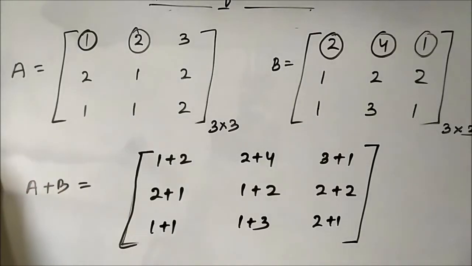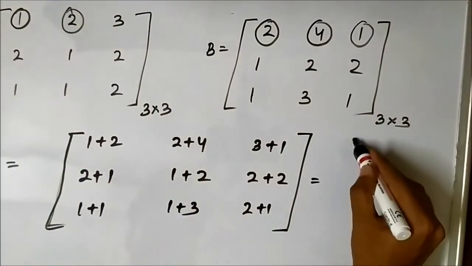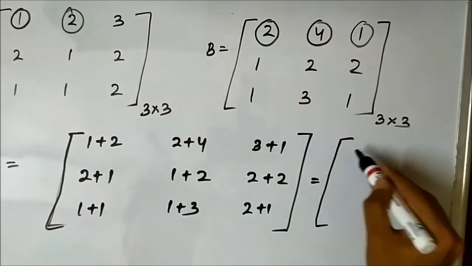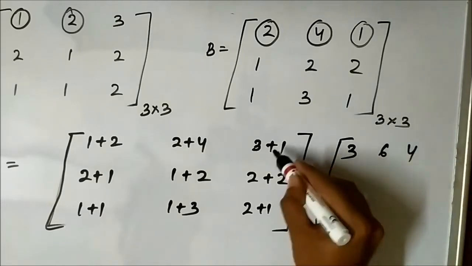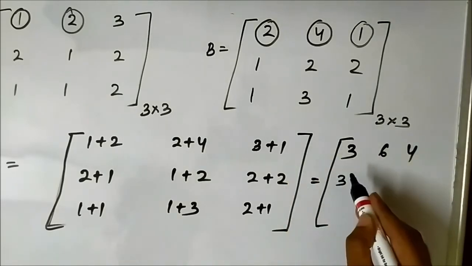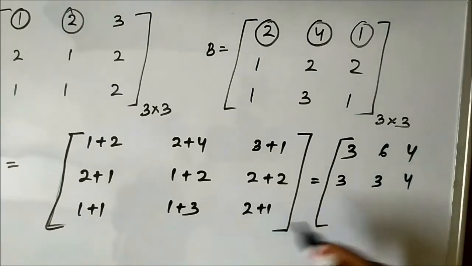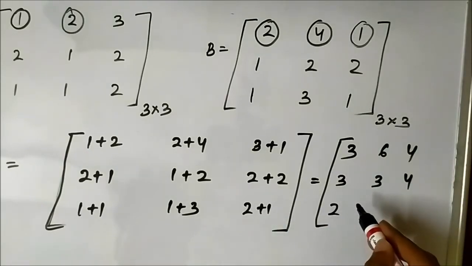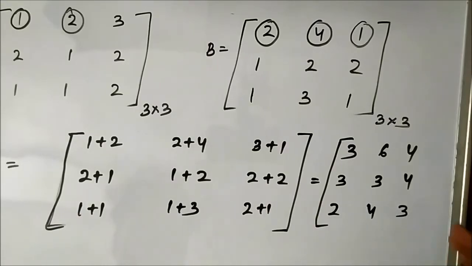Okay, this will be the resultant matrix and this value will be 3 6 4 3 3 4 2 4 and 3. Okay, this is the result.